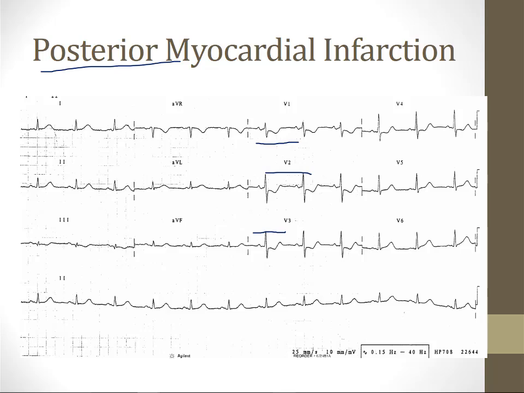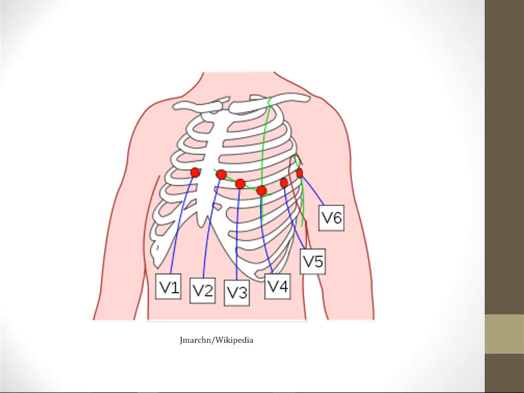In order to diagnose a posterior myocardial infarction, you have to place so-called posterior leads. These are special leads on the back of the patient, and they are the leads that will show ST elevation in a posterior MI. If we go back to this drawing, to diagnose a posterior MI, you have to place leads that go around the back of the patient. These are leads like V7, V8, and V9. They go around the back, and those leads will show ST elevation in a posterior MI. You won't see it in the normal leads like V1 through V6.